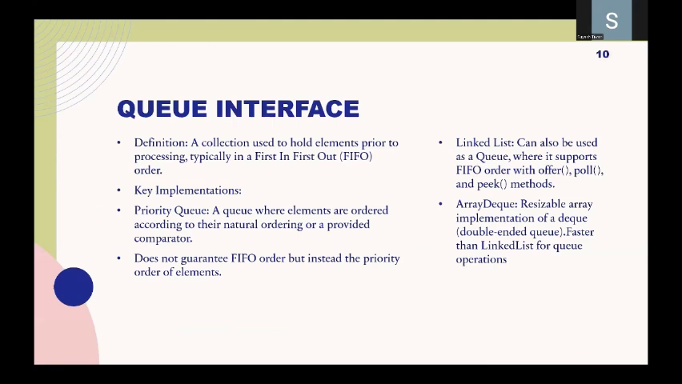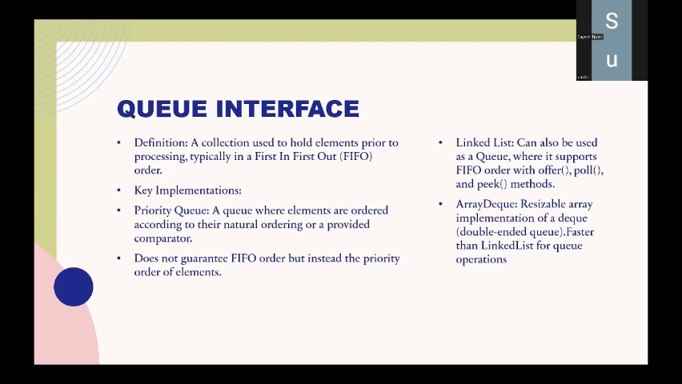Now we'll be moving on to the queue interface. In the beginning, in the introductory part, I told you that you can even use a stack as an interface over there. But since queue is one of the most common and most advantageous forms of an interface, that is why we need to study this and know about this. A queue is a collection used to hold elements prior to processing, typically in first in first out order, that is FIFO order. Talking about the key implementation, that is a priority queue.